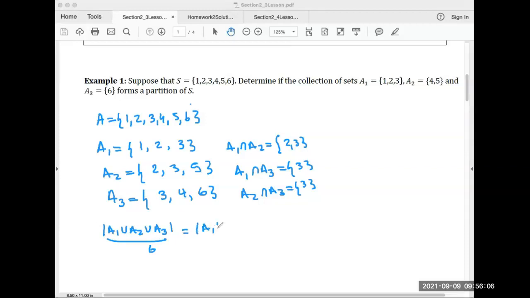The cardinalities of each one. And I didn't have to have them all be 3 elements. It just kind of turned out that way. So this is 3 and 3 and 3. All right, so far I have 9, too many, okay?